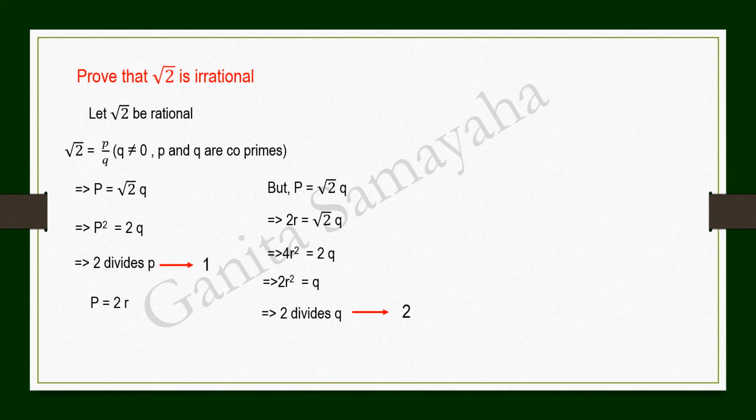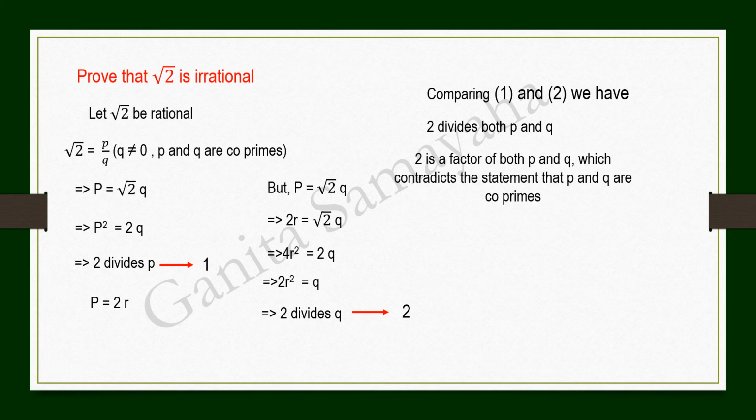See, we have got two statements. 2 is dividing P and 2 is dividing Q. So comparing these two statements, we can understand that 2 is dividing both P and Q. But what is our assumption? P and Q are co-primes. That means there is no other factor other than 1. Okay. So this means that from 1 and 2, we can say that 2 divides both P and Q. 2 is a factor of both P and Q, which contradicts the statement that P and Q are co-primes.